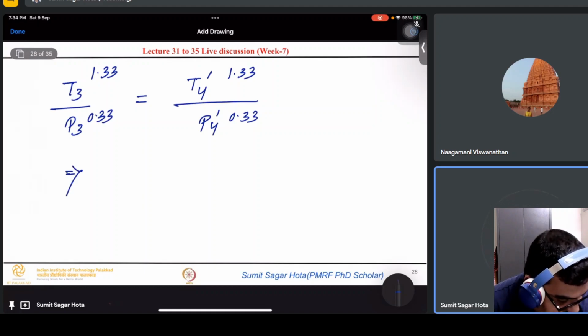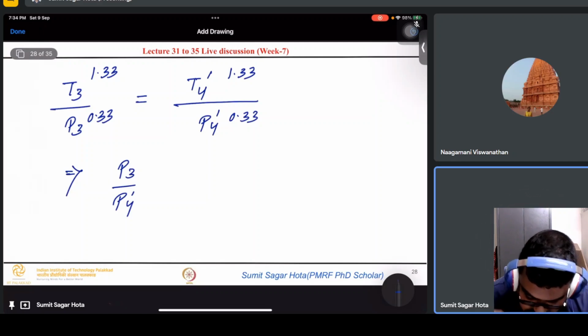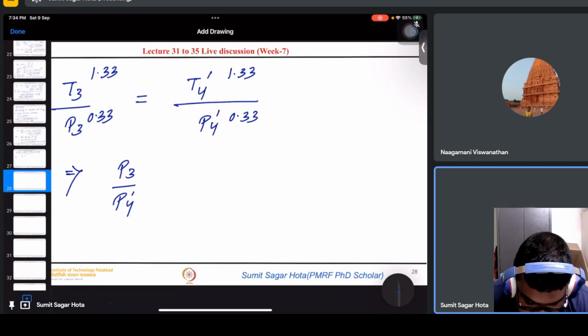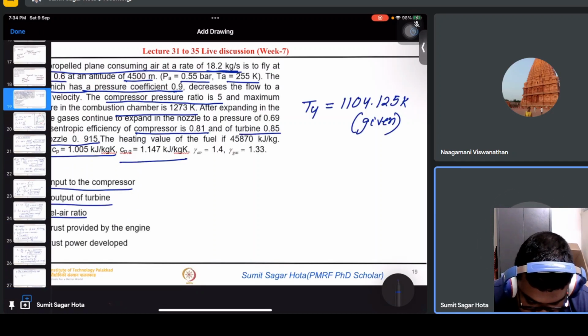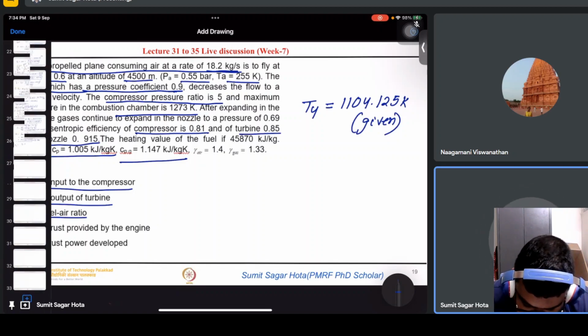Okay, so what you want here, the pressure ratio of the turbine, it's not given. So P3 by P4 dash we want. You see here in this question we don't know the pressure ratio in the turbine. Okay, don't directly use the compression pressure ratio as your turbine pressure ratio, then it will be wrong, because in the question, for confusion, they are giving the compressor pressure ratio, which is 5. Okay, the compressor pressure ratio is given, not your turbine pressure ratio. Don't be confused with that.